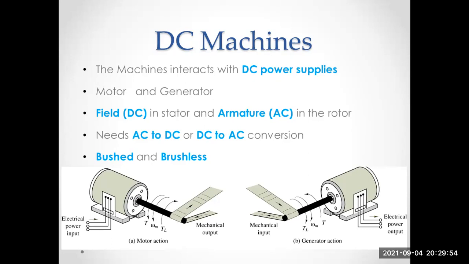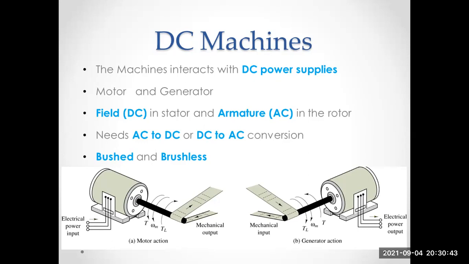And induction is possible only in the form of alternating quantities. That I will discuss later. We cannot induce any DC voltage practically. And you already know that we have only one theory for that, the Faraday's laws of induction. By that, we can induce only AC voltage, not DC. So though it is a DC machine, a DC generator, the voltage which we can generate is alternating in nature.